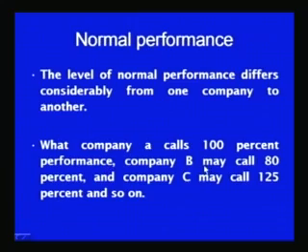The level of normal performance differs considerably from one organization to another. What company A calls 100% performance, company B may call 80% and company C may call the same as 125%. So, there is no standard rate at which workers should work, and only then can it be called 100% performance or a higher or lower rate. That is why the rate of carrying out a job by a worker is rated by the time study man, so that he can compare his own concept of the standard performance with the rate at which the worker is actually working.